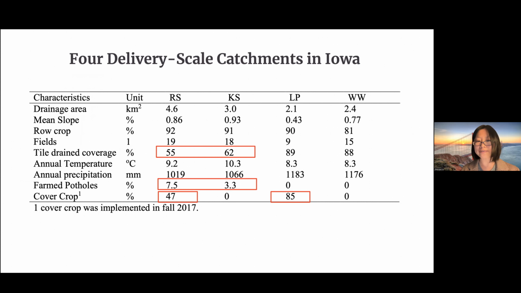And then 2 of them are located in the Des Moines lobe. So they have less than 10% of farmed potholes, but that spatial extent changes year by year, depending on how much precipitation is received. And in each paired catchment, we have 1 of them with cover crop planting, with adoption percentage close to 50 to 85%. But the cover crop was only implemented since 2017.